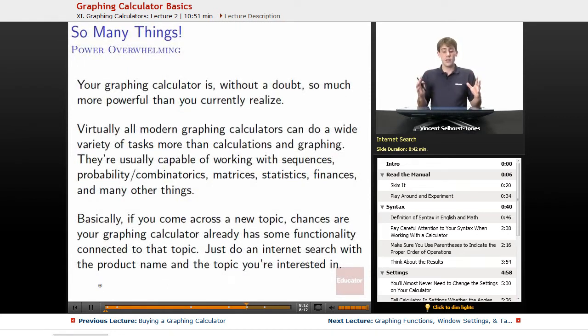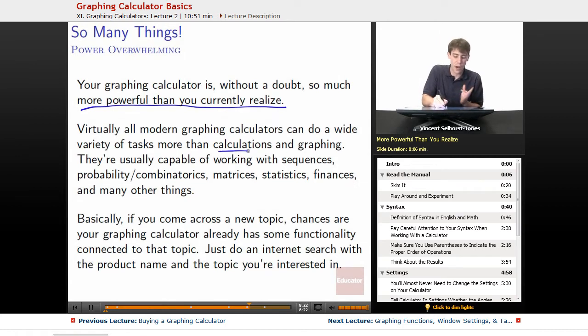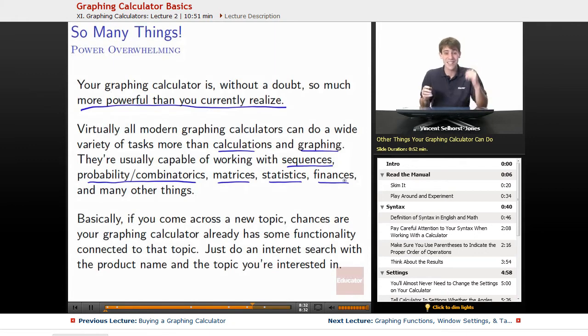Your graphing calculator is, without a doubt, so much more powerful than you currently realize. Virtually all modern graphing calculators can do a wide variety of tasks, more than just calculations and graphing. They're usually capable of working with sequences, series as well, probability, combinatorics, matrices, statistics, finances, and many other things. Normally, you've got a huge array of things that your graphing calculator can do that you aren't even vaguely aware of yet. So basically, if you come across a new topic, chances are your graphing calculator already has some functionality that's connected to this new topic you're learning about.